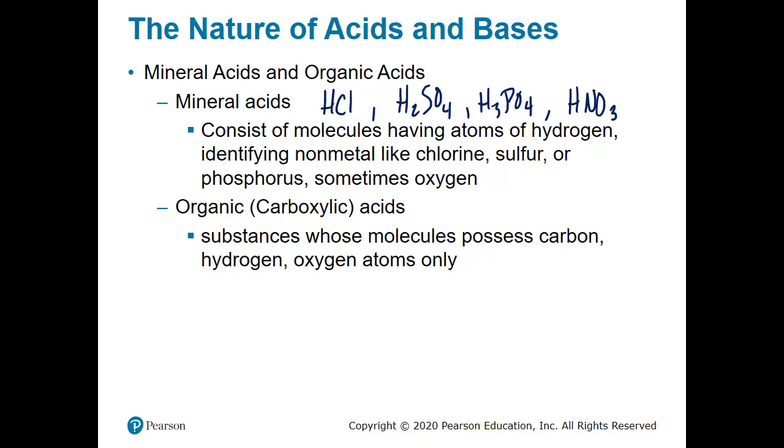Actually, a number of these acids find their way into your homes in a variety of different products. But generally speaking, there is one element that is missing from mineral acids and from consideration as mineral acids, and that is carbon. If an acid contains carbon, it falls into this second category, a carboxylic or organic acid. These are substances where we have carbon, hydrogen, and oxygen exclusively.